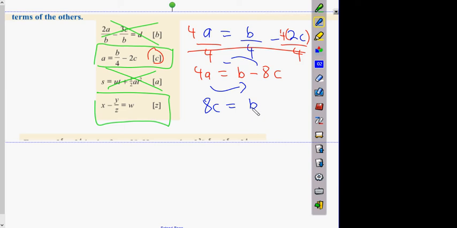Shh. Now guys, you alright? Now, 8c equals b minus 4a.